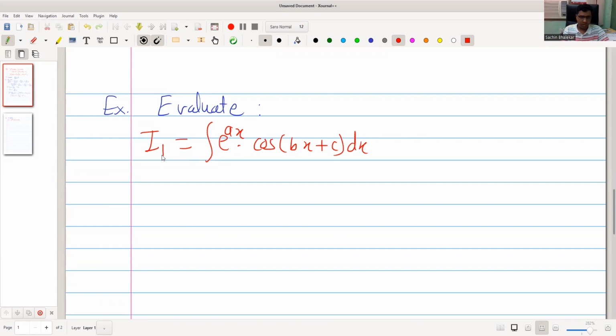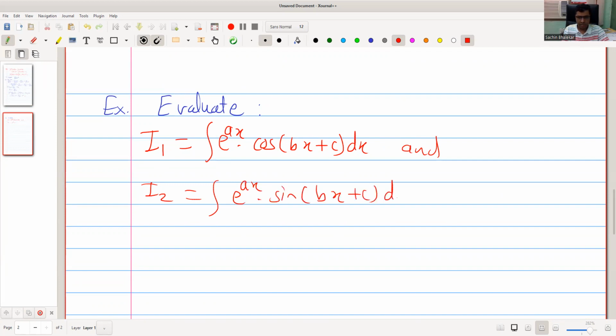So this one, and I2 equal to integral e raised to x into sine bx plus c dx, where a, b, and c are arbitrary constants. Means these are real numbers. These can have any value. Okay, this c is different from that constant of integration.